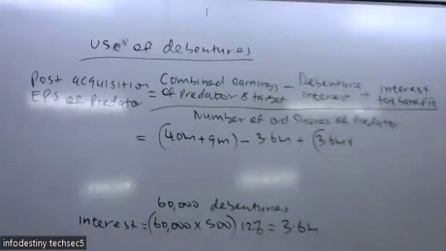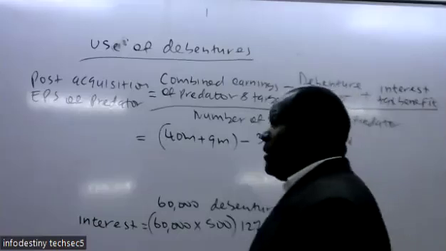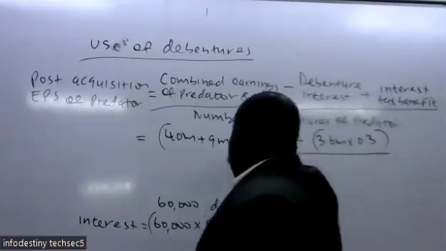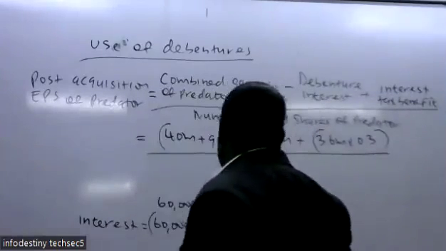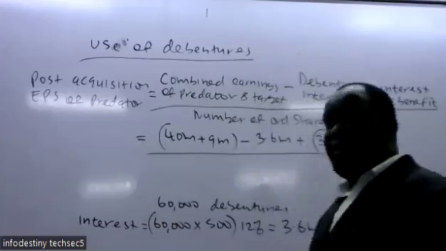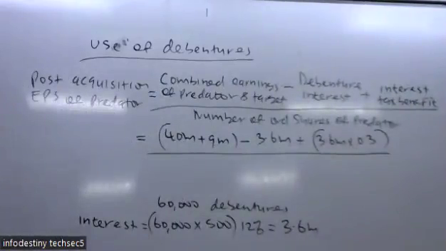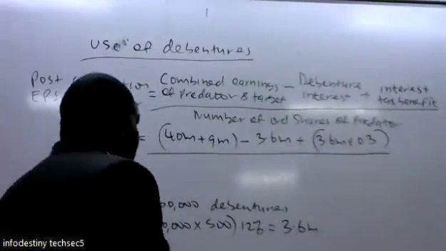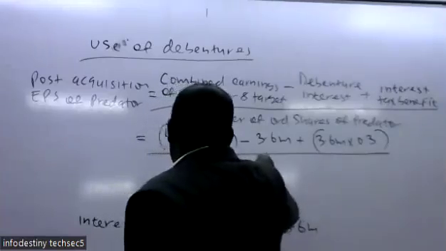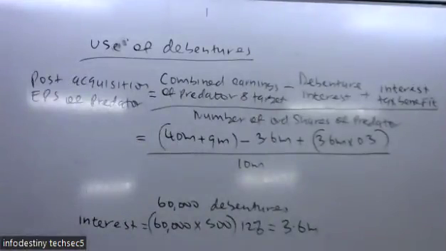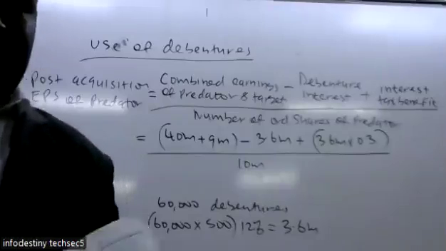The corporate tax rate was given to you before required. Both companies are in what percent tax bracket? So multiplied by 0.3, then divide by the number of the ordinary shares for the predator. Remember, the number of the ordinary shares should be the one for the predator. There were how many ordinary shares for A Limited? There were 10 million ordinary shares. So divide by the 10 million ordinary shares so that you come up with what should be the earning per share of the predator when we use the debentures.